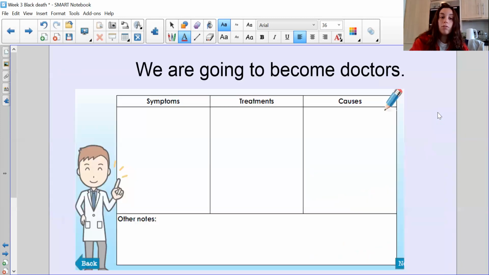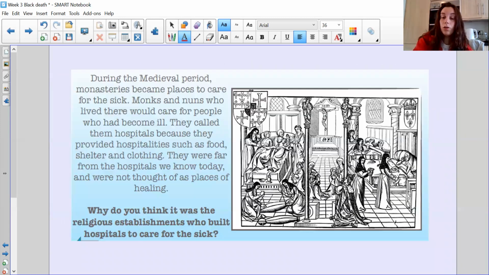So for your task, what I'd like you to do is go on to the Teams assignment, and I want you to create me a poster about the symptoms, the cures, and what people would have done if you had bubonic plague. So you're going to give me lots of information about the plague, what did the doctors do, how helpful was it. You can do this either digitally on the Word document, or you can attach a picture if you'd like to draw it yourself.